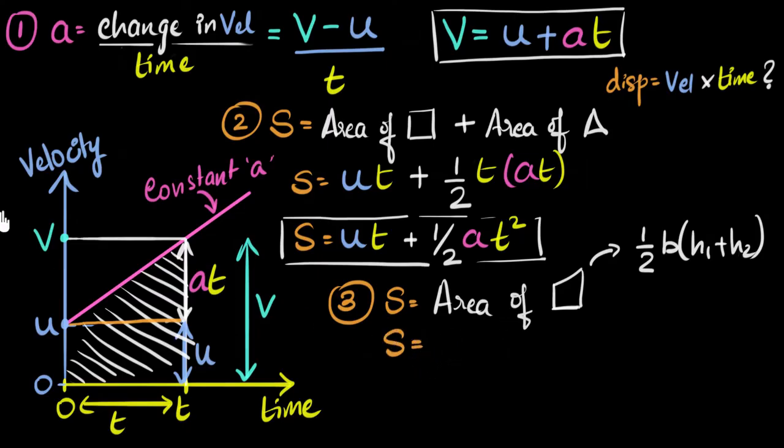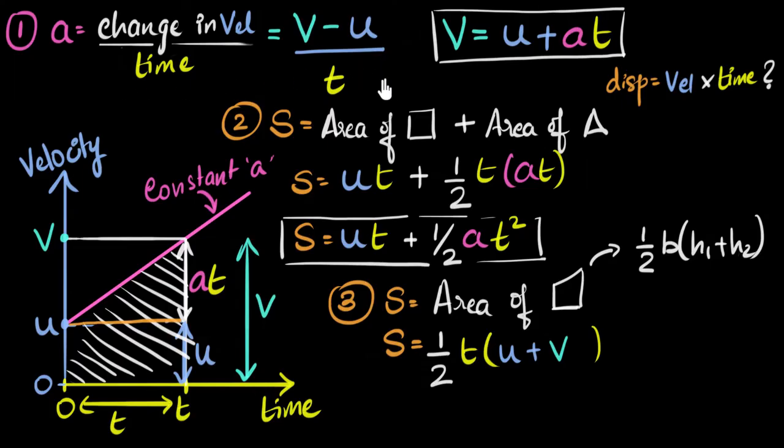So it's going to be half into base, which is time T, into the sum of the two parallel heights. These are the two parallel sides. So it's going to be U plus V. Now look at this equation. This equation only has T in it. So it's a very nice equation to substitute the value of T. That's the only reason I am using this equation and not this one. Okay. So now let's find what T is from here and substitute in this. So if you go over here, what is T equal to?